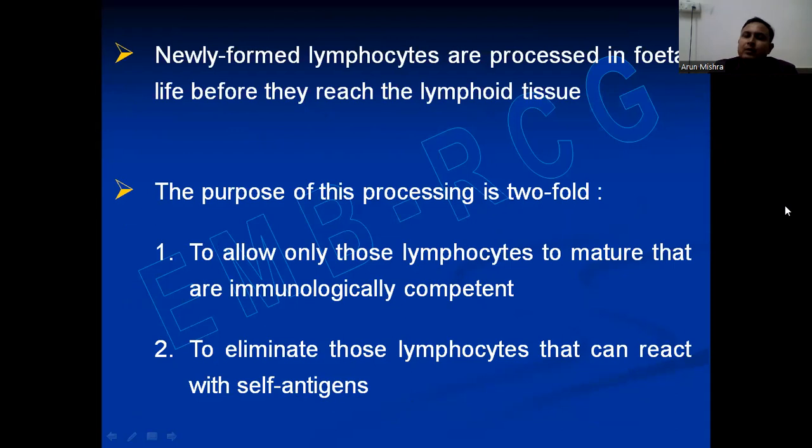The newly formed lymphocytes are processed in fetal life before they reach the lymphoid tissue. The purpose of this processing is twofold. The first one is to allow only those lymphocytes to mature that are immunologically competent. And the second one is to eliminate those lymphocytes that can react with self antigen.